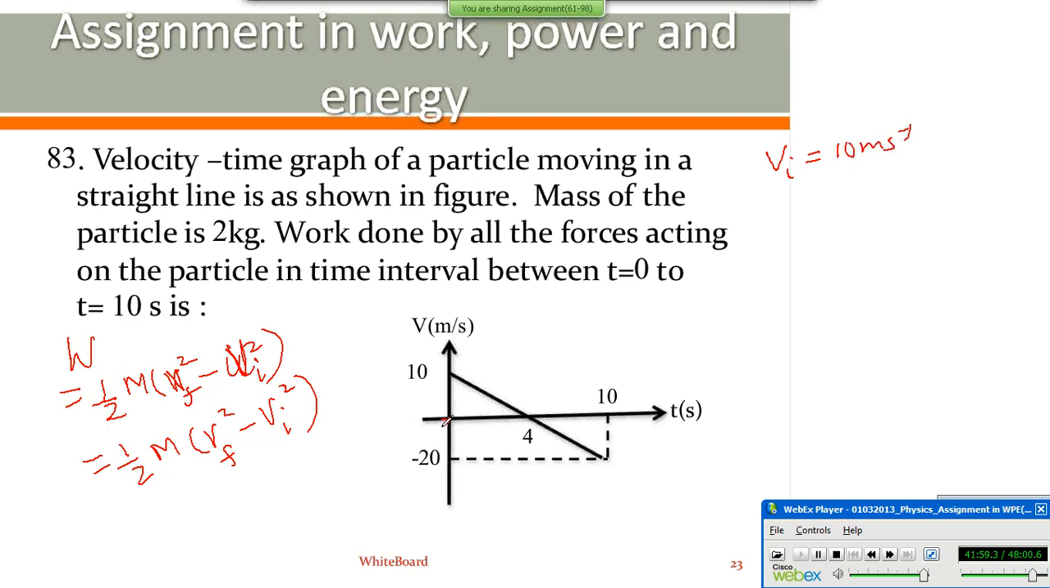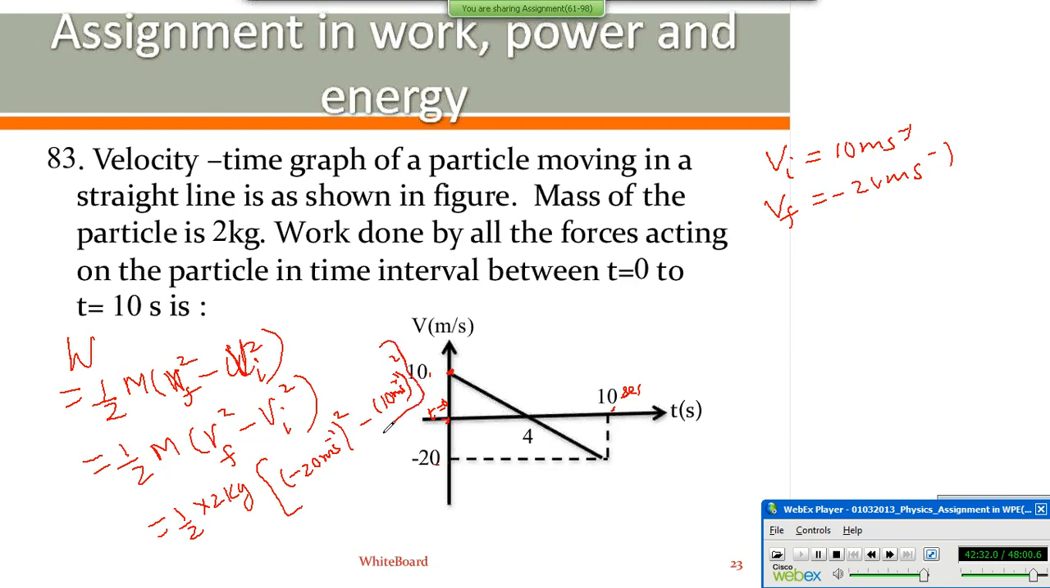At t equal to 0, the velocity is equal to 10 meter per second. And the final velocity at t equal to 10 seconds is minus 20 meter per second. But vf square will be positive. So mass m equal to 2 kg. Final velocity, I'm sorry, is minus 20 meter per second. The initial velocity is 10 meter per second. We can simplify this.